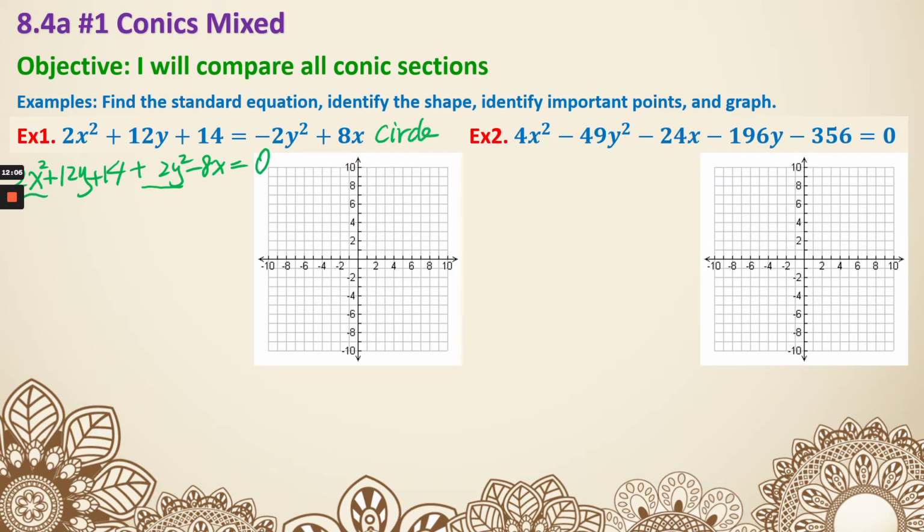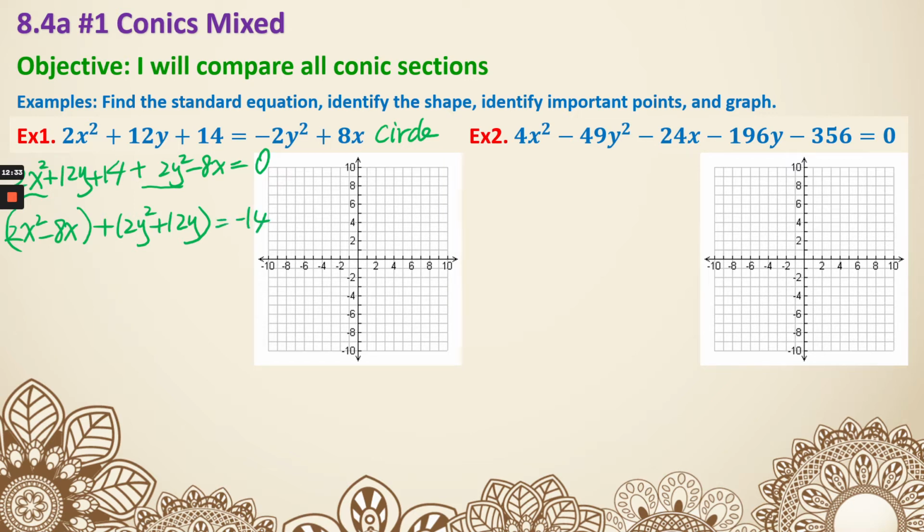Now, we need to rewrite the equation into standard form. That means we need to group all the x's together, all the y's together, and leave the numbers on the right side. So 2x squared, we have a minus 8x, leave a blank, and then plus 2y squared plus 12y. To the right side, the number is going to be negative 14.